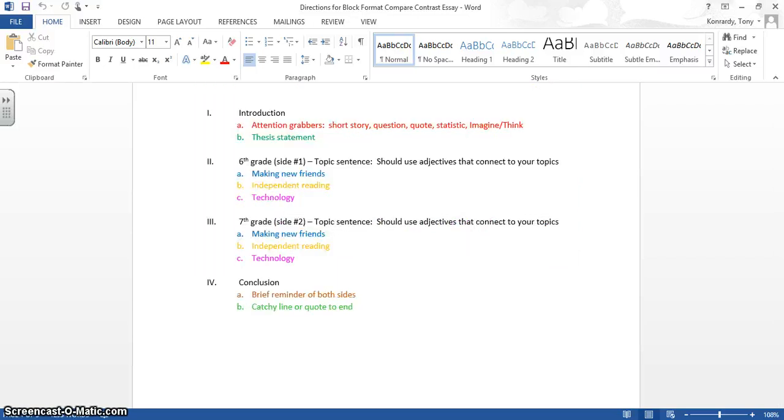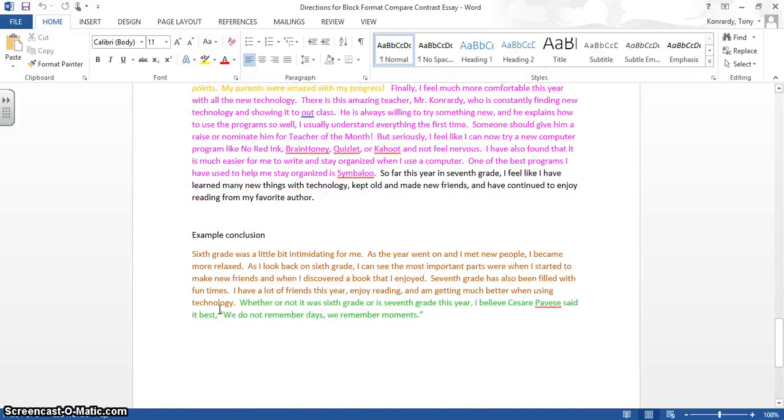And finally, our conclusion. The conclusion can be kind of short. It needs to do 2 things. Letter A here, it says it should be a reminder of both sides. And B, we have some kind of quote or short story or catchy ending that's going to have the audience remembering what you talked about. Okay, this should not simply be the 2 words, the end. So we want to find a better way to do that. So we will scroll down and we'll take a look at my conclusion.